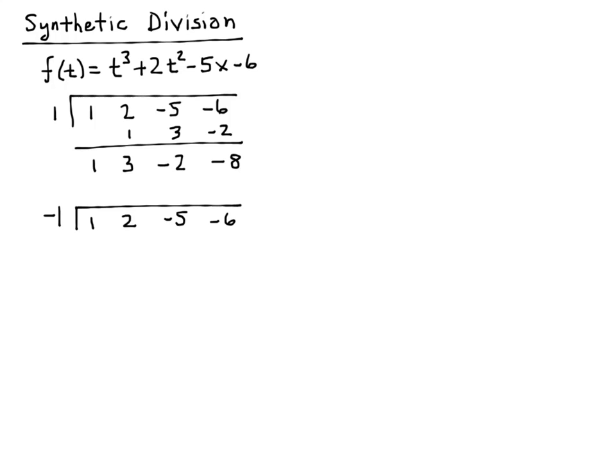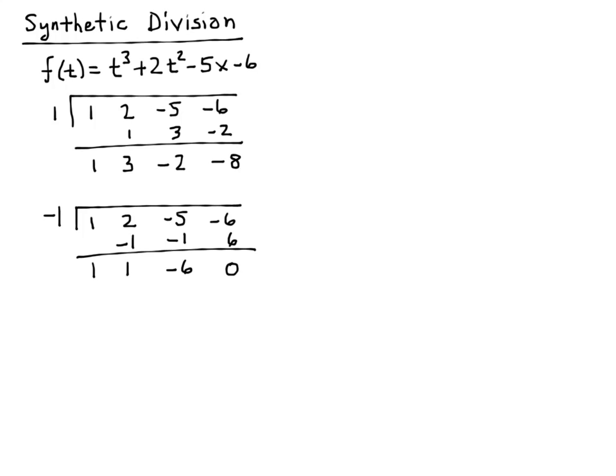So I do the same thing with -1. And so I bring down the 1, and I have -1 times 1. And so 2 minus 1 is 1. And then I have -1 times 1 is -1, and you have the -5 minus 1 is -6. And now I get a +6, and -6 and 6 is 0. So I have my first factor here.